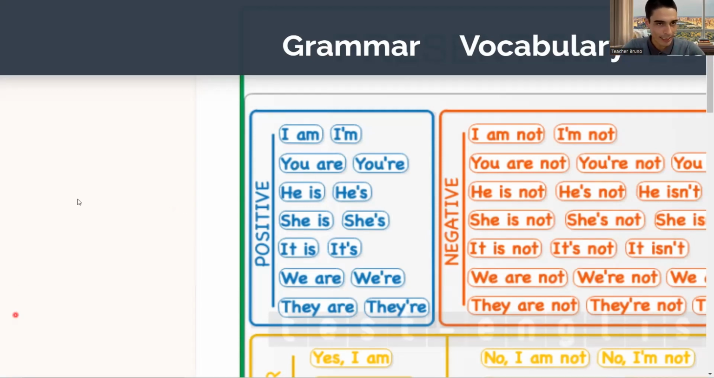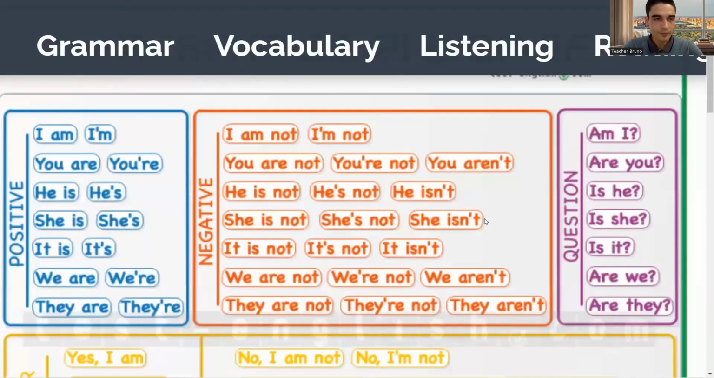Let's proceed to the negative form. We simply add not. I am not. You are not. He is not. She is not. It is not, etc., etc.